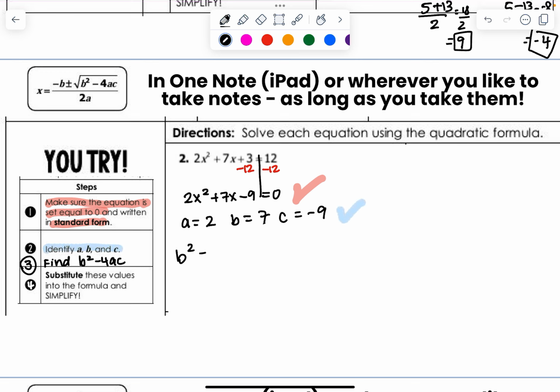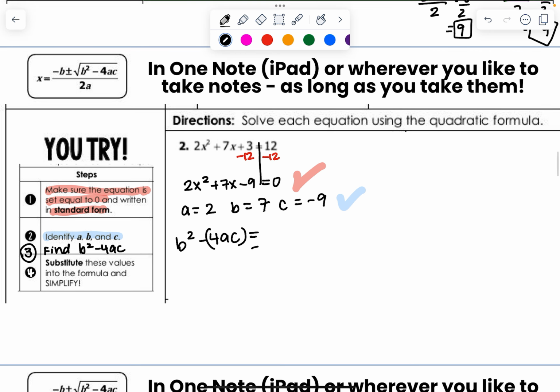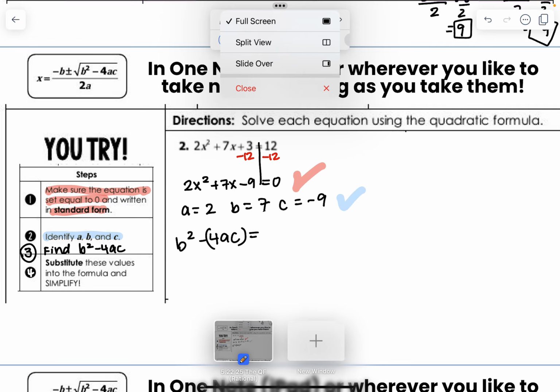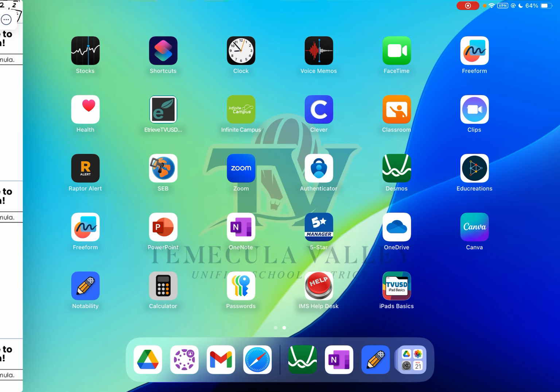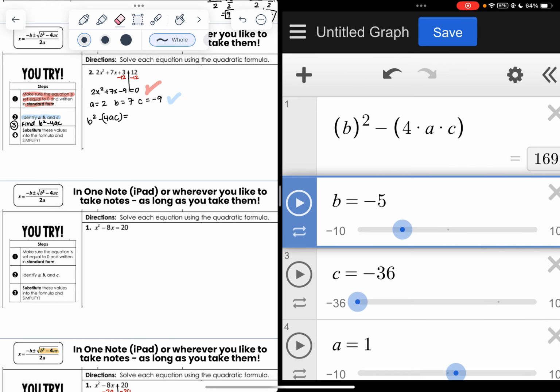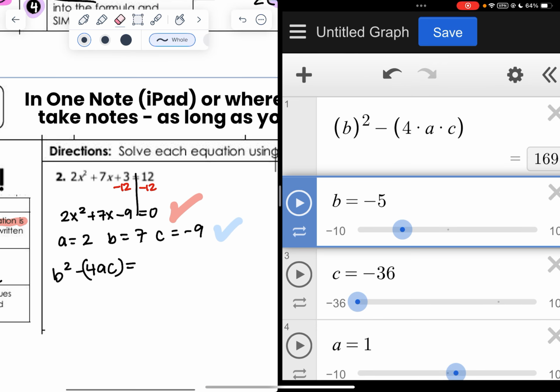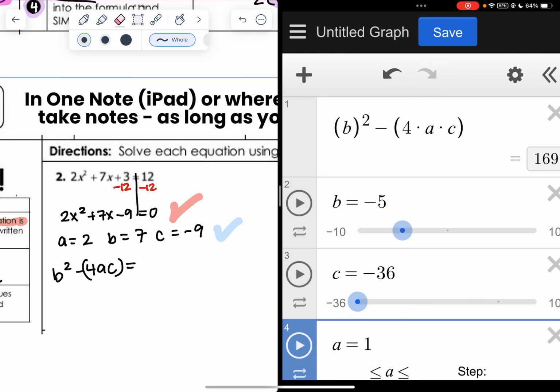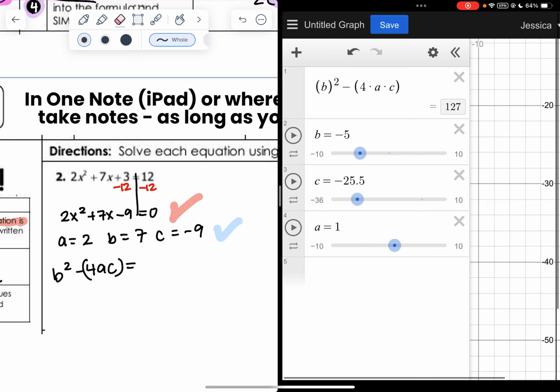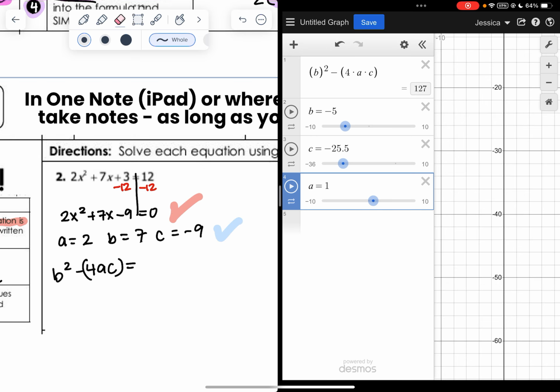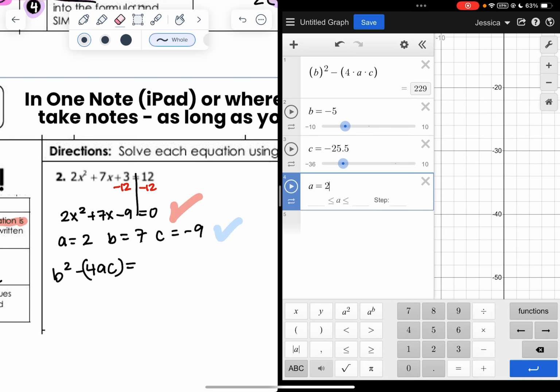B squared minus 4ac. We're going to use Desmos because I have a, b, and c right here. It should be pretty easy for me to figure this guy out. So let's go. So we've got a is 2. So I'm going to go over here, zoom out. Whoa. Zoom out a little bit. I'm going to change it from 1 to 2.